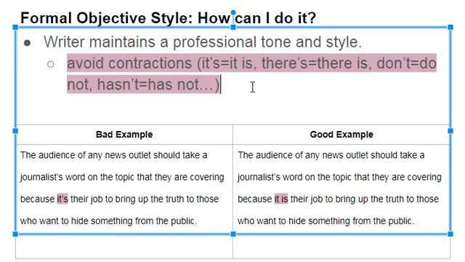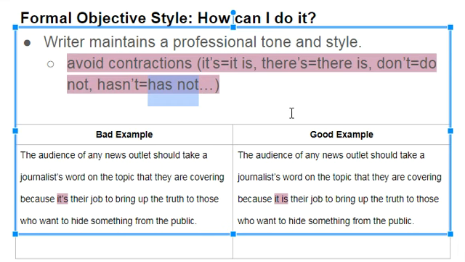It's just one of those rules. In formal writing, we should not write with contractions. Contractions are when you take two words and put them together with an apostrophe, such as its, which would become it is. Theirs becomes there is when you break the contraction apart. Don't becomes do not. Okay? Hasn't becomes has not. And there's many, many more contractions.